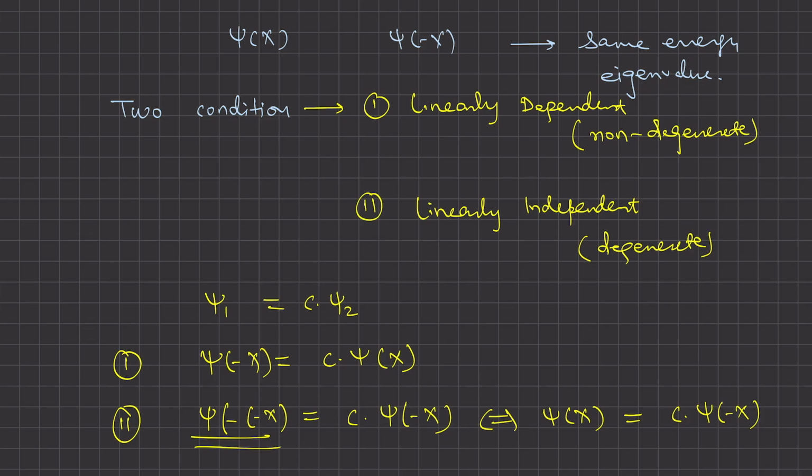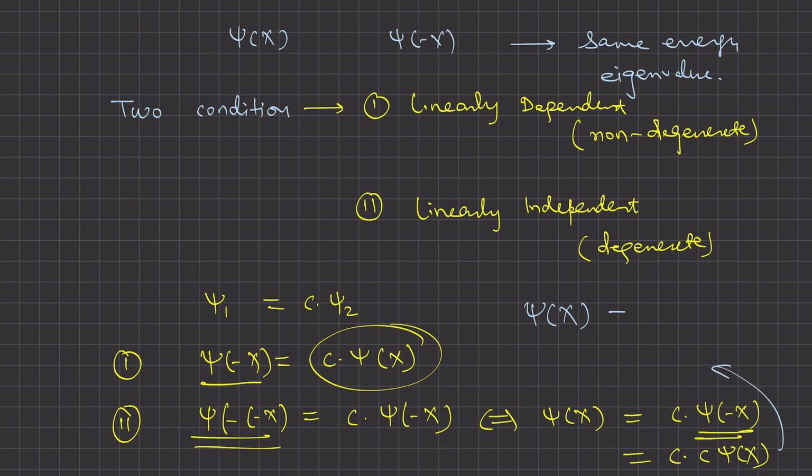And now you can have the representation where you can write that psi of minus x is equal to c times psi of x. So it is going to be c times c of psi x. So now we can write with this that psi of x is equal to c square psi of x, and that means c square is going to be 1, which is equal to c equals plus or minus 1.